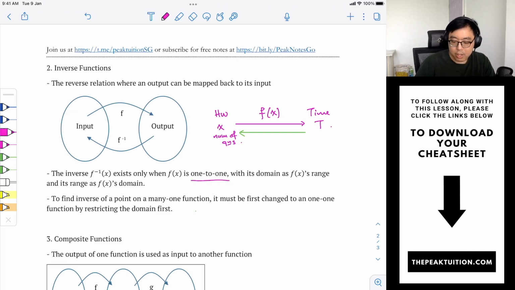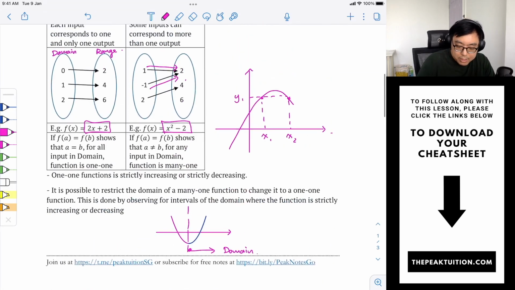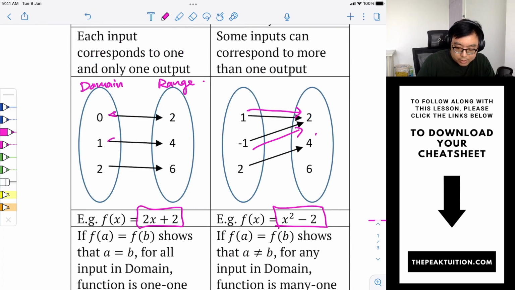When we have an inverse function, the input becomes the output and the output becomes the input. So the domain also flips. If it sounds confusing, basically just think of it as you are reversing all the arrows here. So your range now is the domain, and your domain is now the range.